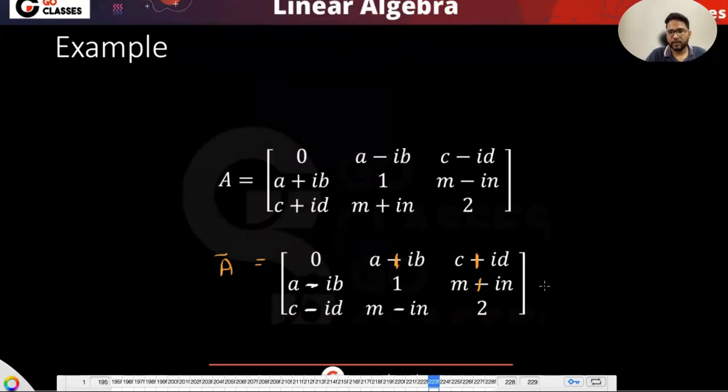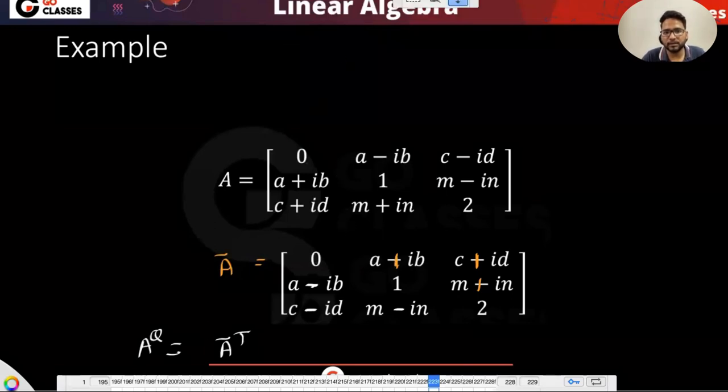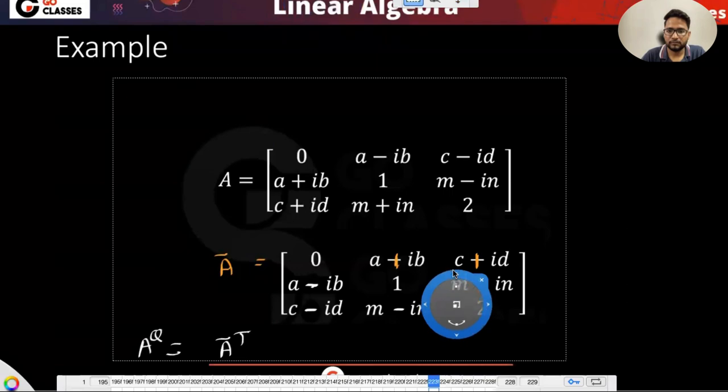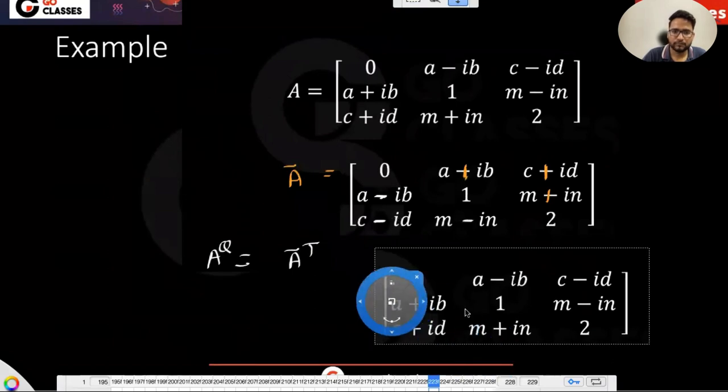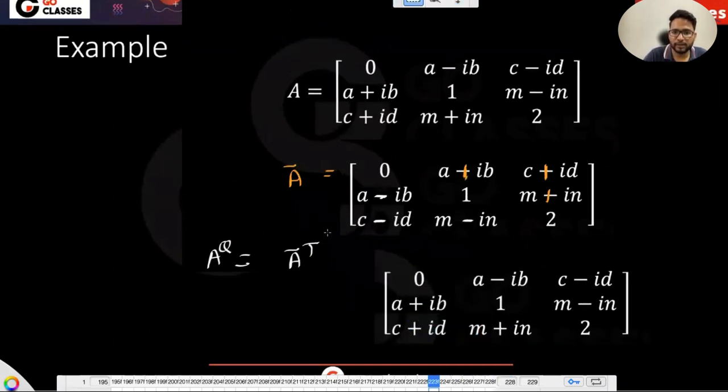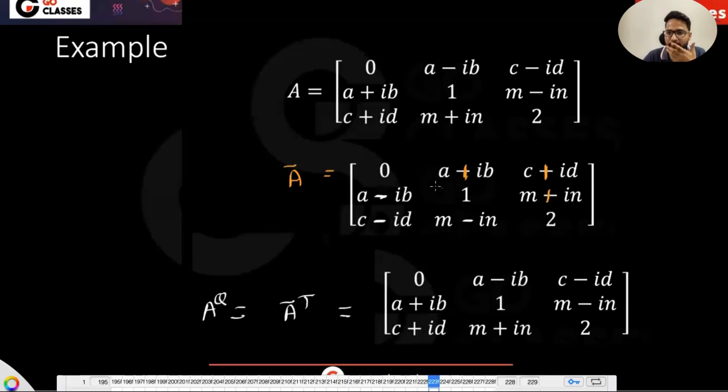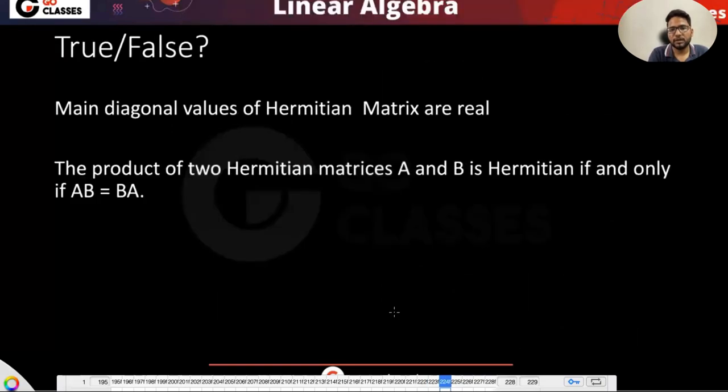Now, if you take the transpose of this, then it is nothing but A theta. So if you take the transpose of this, then you will have the same matrix. Let me write this. Okay. So you will get the same matrix if you take the transpose again. You can just check it. See, A plus IB and A minus IB will get exchanged like this. You just need to write the column in place of this row, or you just interchange row and column. Okay? So this is called a Hermitian matrix. Very easy definition. Now let's just solve this question.